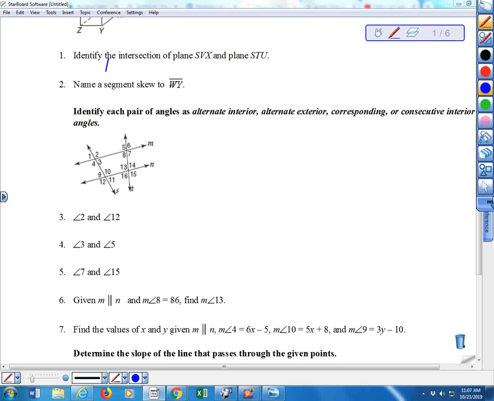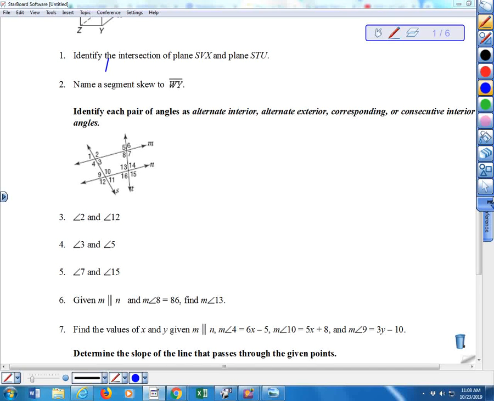What about consecutive interior? Name a pair of angles that would qualify as consecutive interior. 10, 13, 11, 16, 2, 5, 3, 8. Yep. 3, 10, 4, 9, 8, 13, 7, 14. Yep. All of those. So they're on the same side, but they're interior. What's special about consecutive interior angles compared to the other types? They equal 180. Yeah, they're supplementary. The other types are all equal to each other. Consecutive interior are supplementary. Okay?